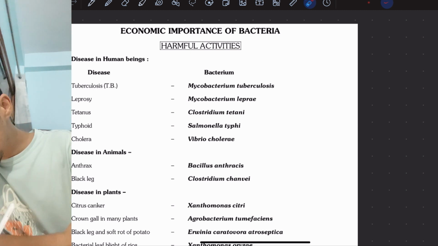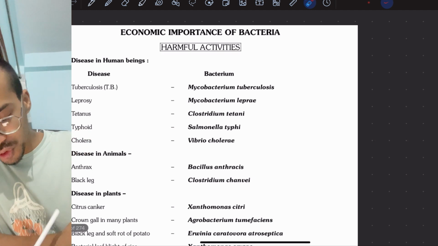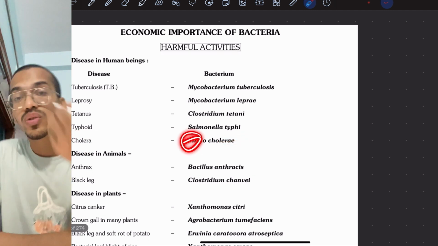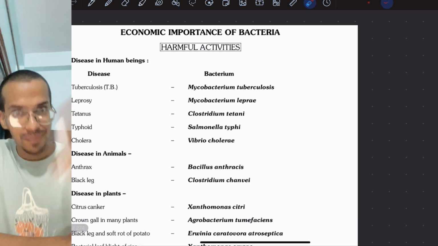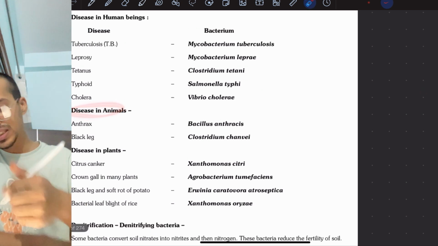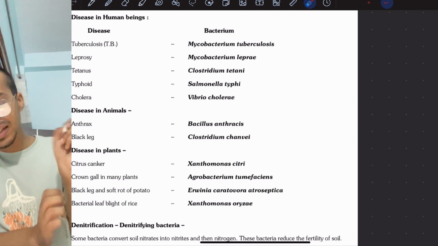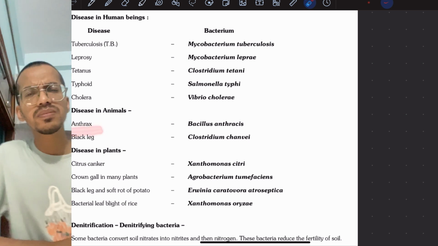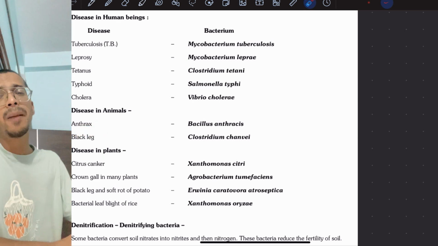Okay, let's see cholera, Vibrio cholerae. Vibrio, how does it look? Tell me, comma shape. This is what we have studied. Moving on to diseases in animals, only two diseases. If you remember even just one, that is fine. That is anthrax. Now the syllabus doesn't have it, but we will study it.